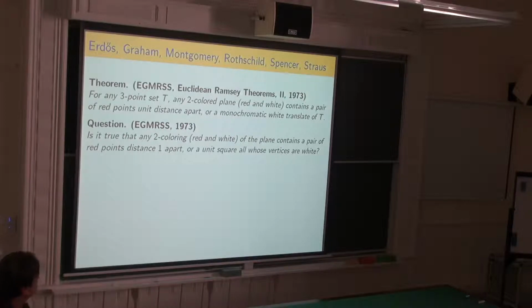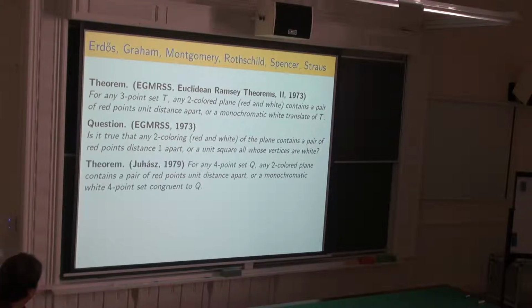And they couldn't solve the problem if you replace the triangle by a unit square. So you have a 2-coloring, one of the colors avoids distance 1. Is it true that in the other color you have a copy of any given unit square? And this was proved to be true a few years later by Juhas, who actually generalized and strengthened their intended result, and who proved that for actually any 4-point set and any 2-coloring of the plane, you find either 2 red points unit distance apart or a white copy of the 4-point set.